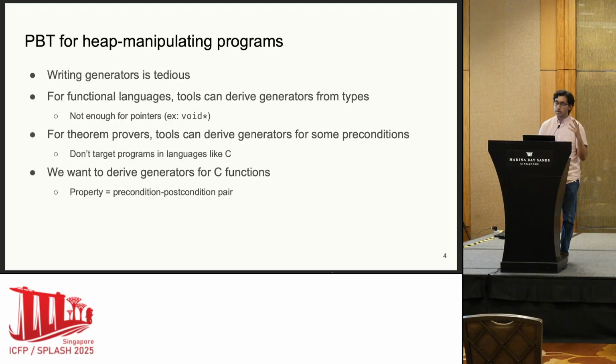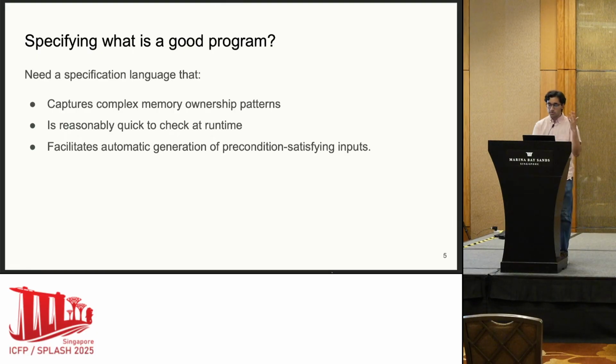So we want to derive generators for C functions where our property is a precondition postcondition pair. A really important question is, what is a good specification language for defining this precondition postcondition pair? We want something that captures complex memory ownership patterns, that we can check at runtime so we can test it, and that lets us generate inputs satisfying the precondition fairly quickly.